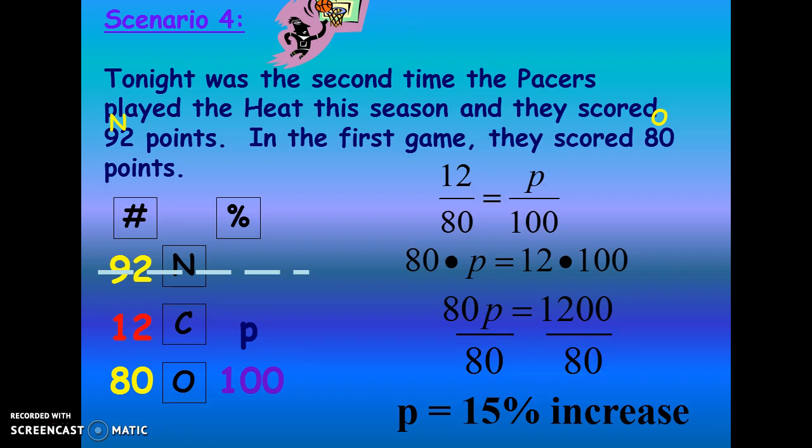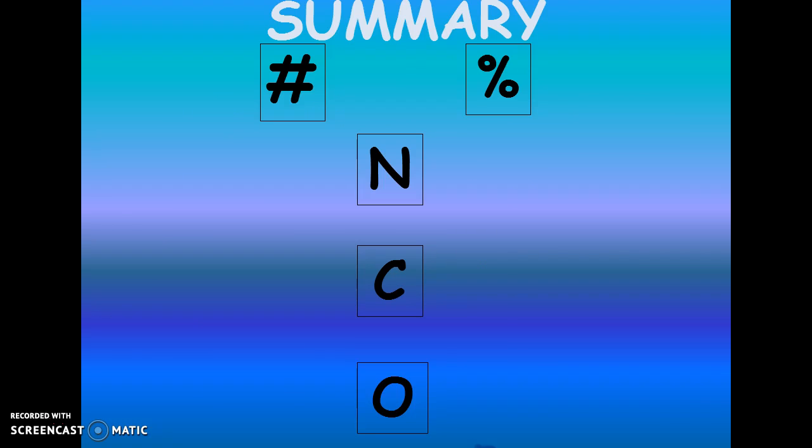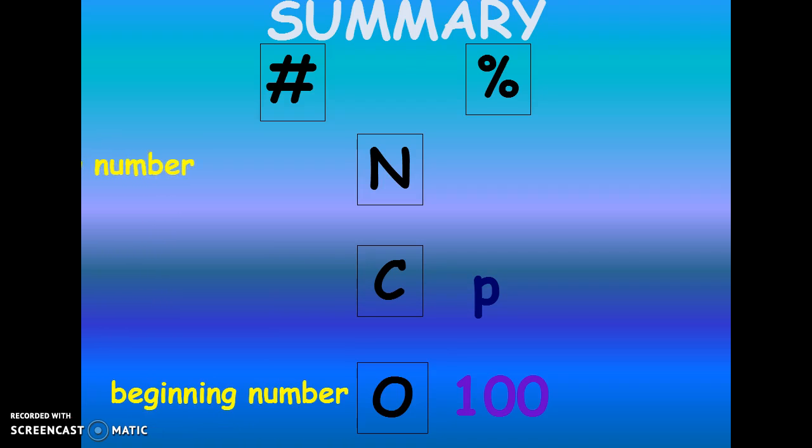So how I would like to conclude this lesson is just to summarize or review how we use that. Remember, we start with that P over 100. The beginning number is going to go on the left side of the O. The ending number is going to go on the left side of the N. Then our change is the difference between the beginning and ending number.